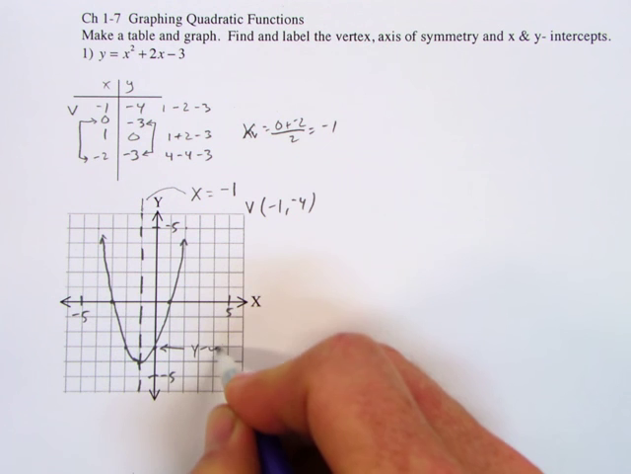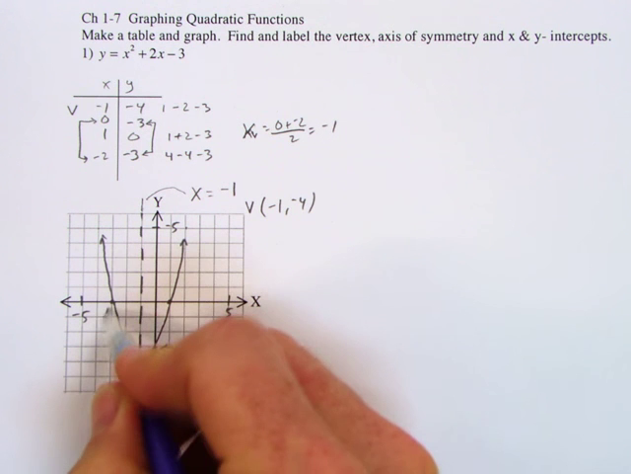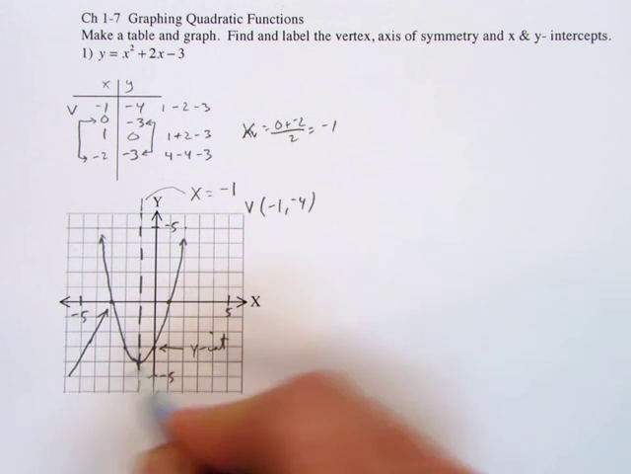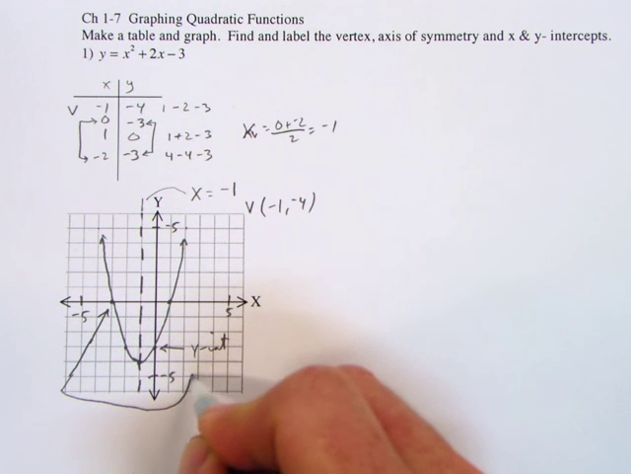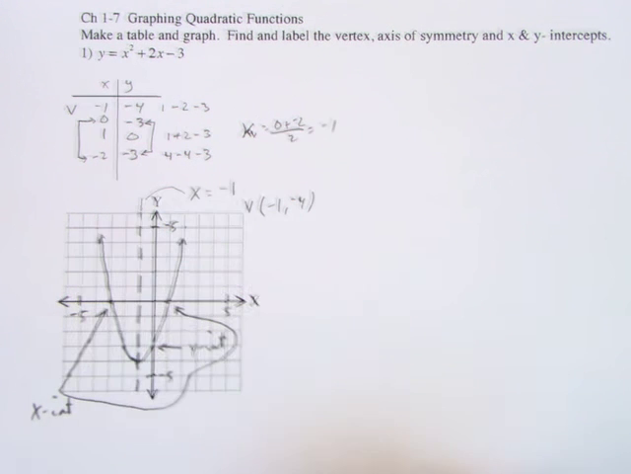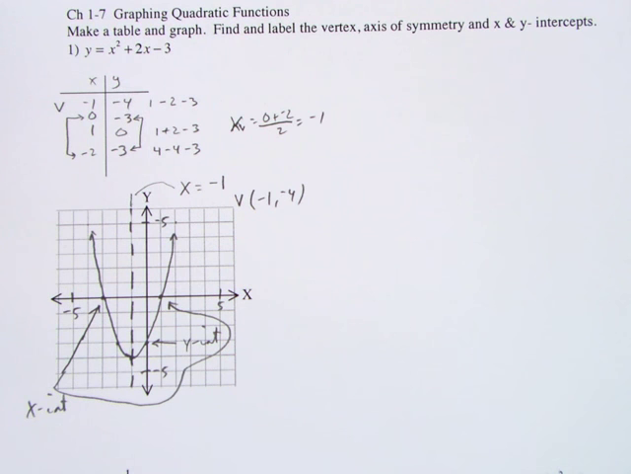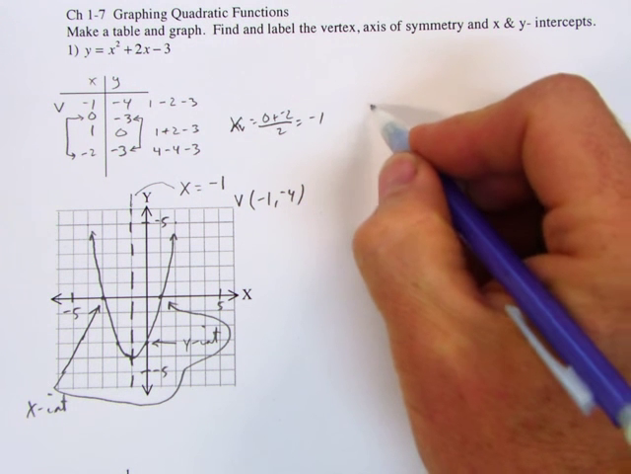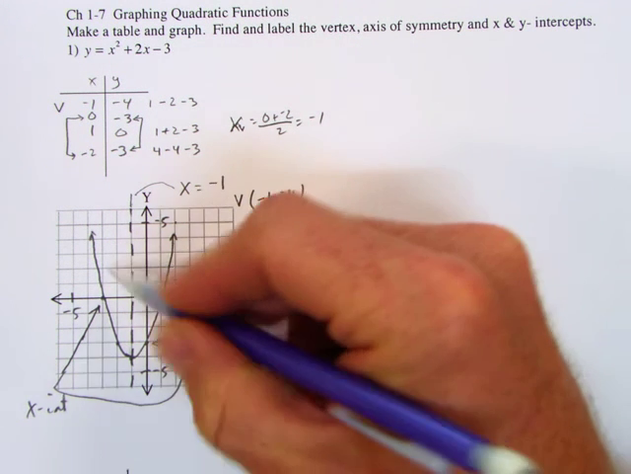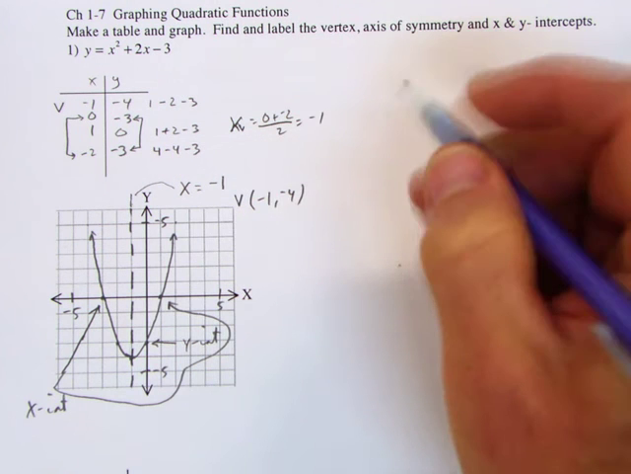Here's our y-intercept. We have our axis of symmetry. I mean, not our axis, our x-intercepts. Let's go around there. X-intercepts. Now, how would we find our x-intercepts if they didn't come out so nicely on our table?